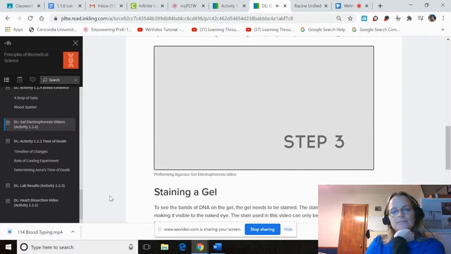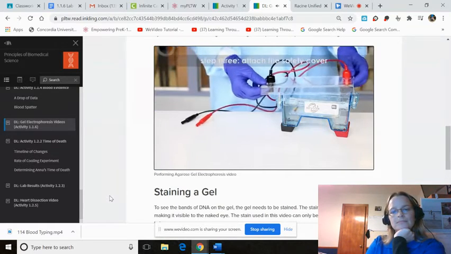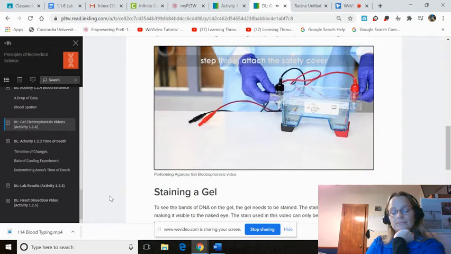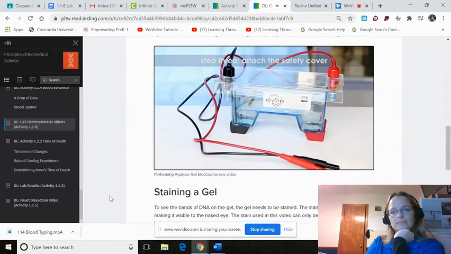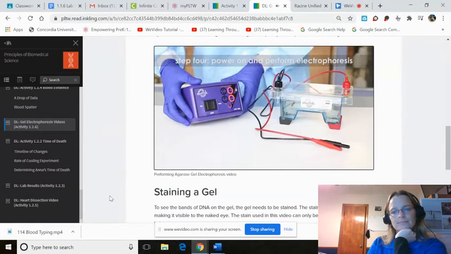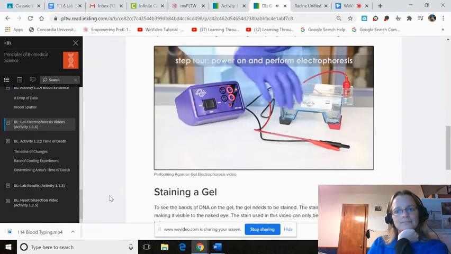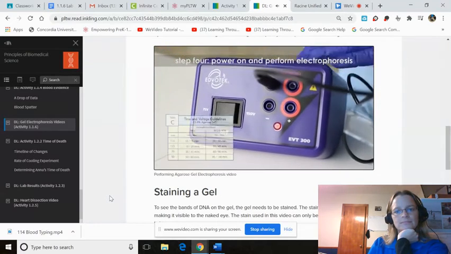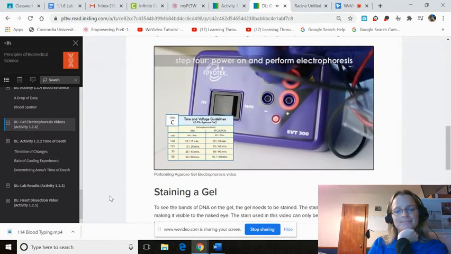Step 3. Place the safety cover and check that the gel is properly oriented. Remember, the dye cycles will migrate toward the positive electrode. Step 4. Connect leads to the power source for electrophoresis. Refer to Table C for time and voltage guidelines.